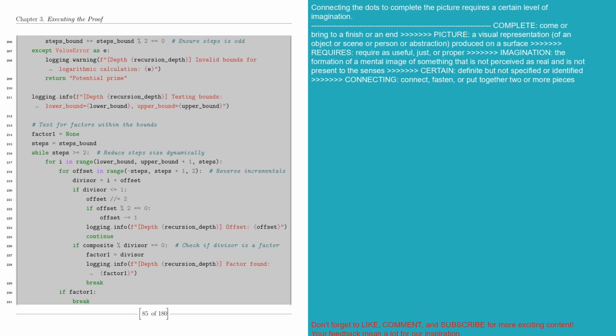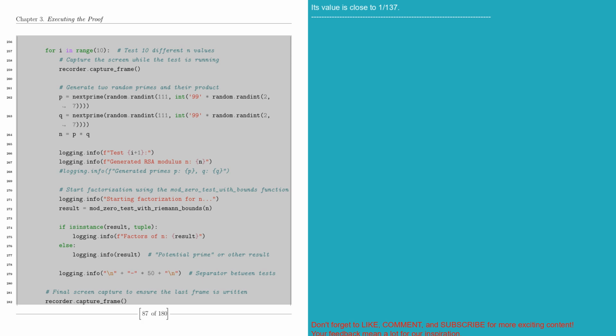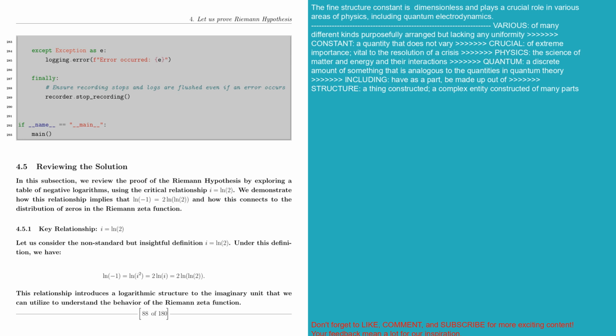Connecting the dots to complete the picture requires a certain level of imagination. The fine structure constant, denoted by alpha, is a fundamental constant in physics that characterizes the strength of the electromagnetic interaction between charged particles. Its value is close to 1/137. The fine structure constant is dimensionless and plays a crucial role in various areas of physics, including quantum electrodynamics.